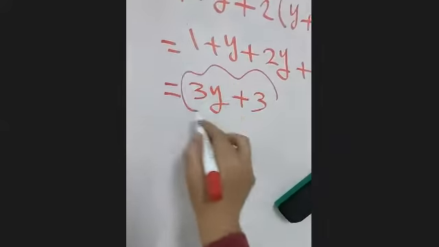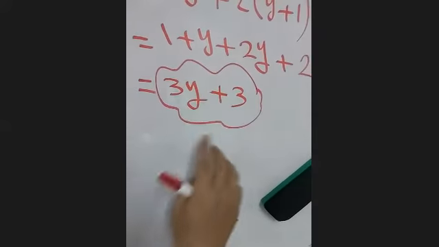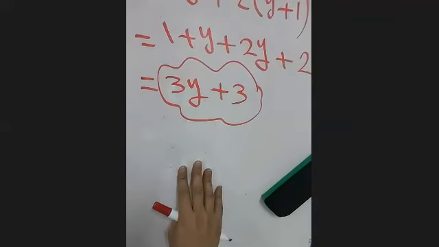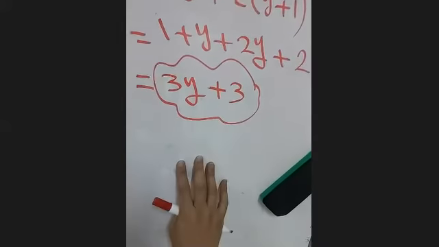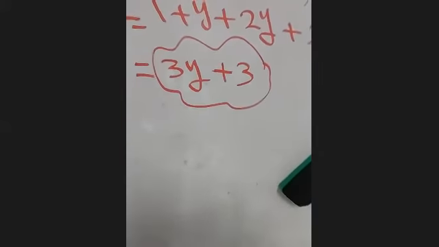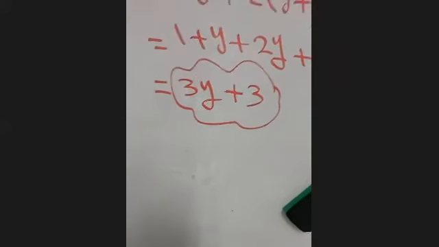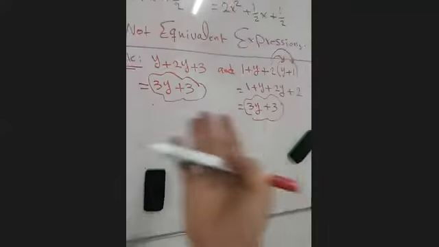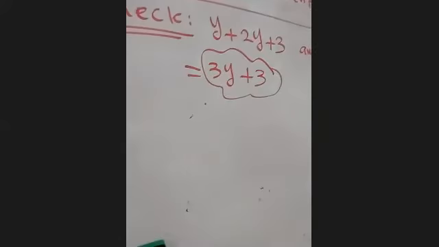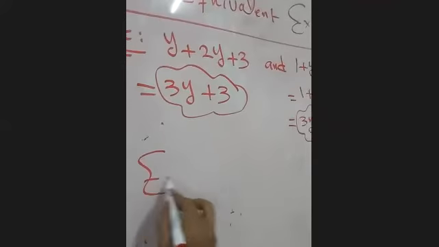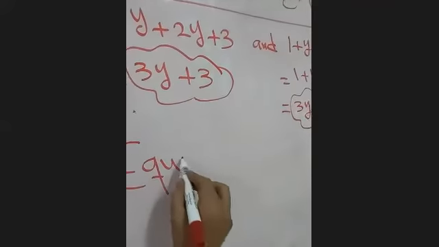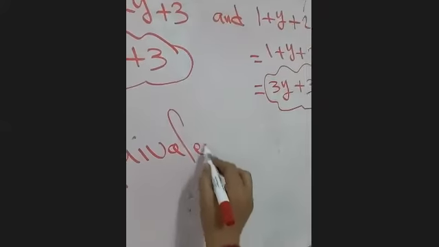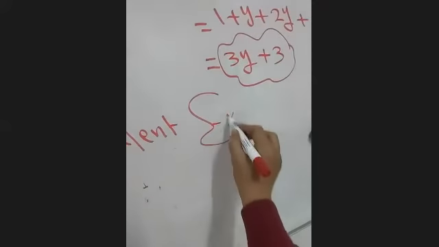Now look here, what do we have? Like terms. Read it: 3y plus 3. And here? 3y plus 3. So they are equivalent expressions. Do you understand it? Yes, I understand very well. Good.